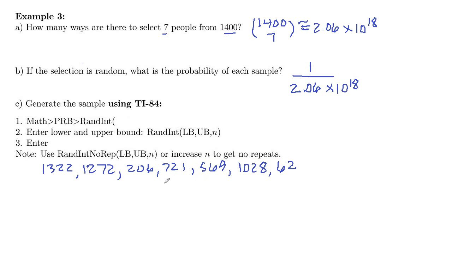Now sometimes if your sample size here is larger, you'll get some repeats when it generates the random sample. If that happens, just increase your value of n and throw out the repeats until you get 7 different numbers.